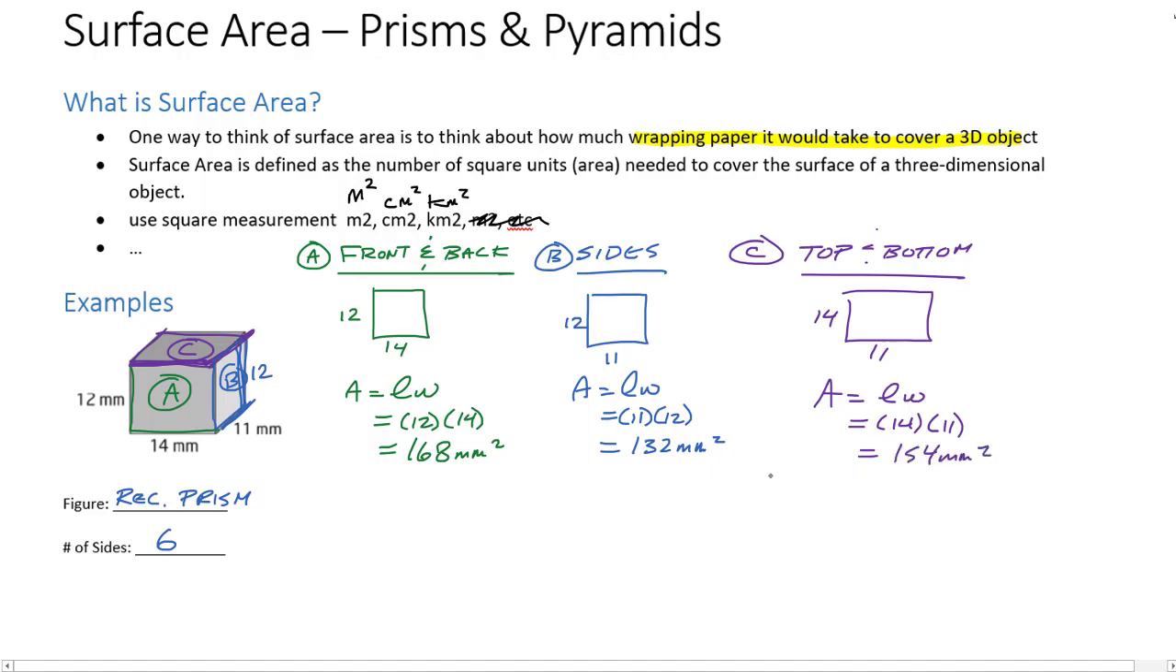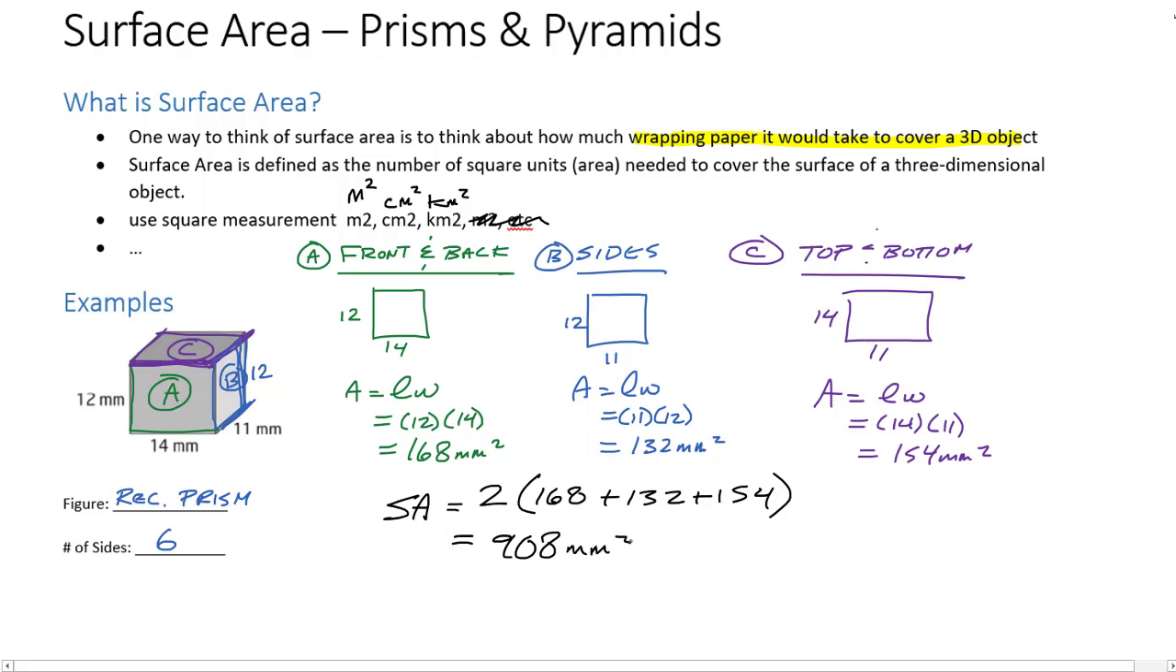All right, now that's only 3 sides. Remember, there's 2 of each, so we have 2 choices. We can either multiply each of these by 2 and then add them up, or we can just add them all up and then times it by 2. So to get my surface area total, I'm just gonna write SA for surface area, although really A would make the most sense. It's an area, okay? It's gonna be 2 times 168 plus 132 plus 154. So add them all together, times it by 2 because there's 2 of each, and it looks like we get 908 millimeters squared.